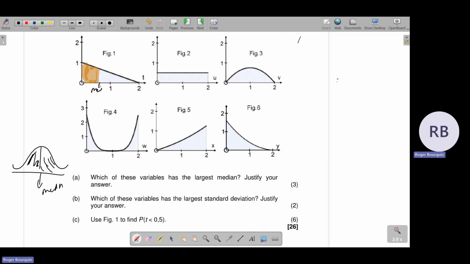Where's the median going to be? There's your median over there. Half the area is also going to be here, so the median would be at about over there. But here, the median is probably about 1.4, 1.5, around about there. And here, the median, once again, is probably about 0.5, somewhere like that.